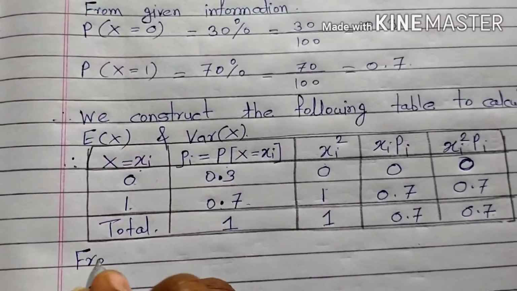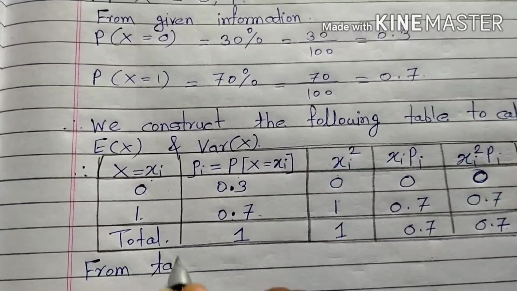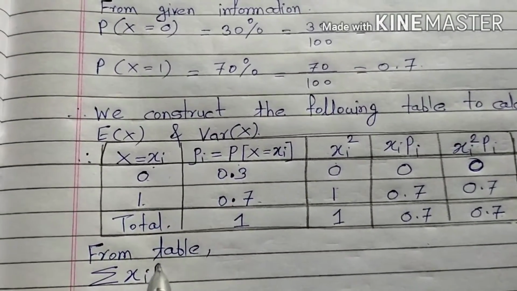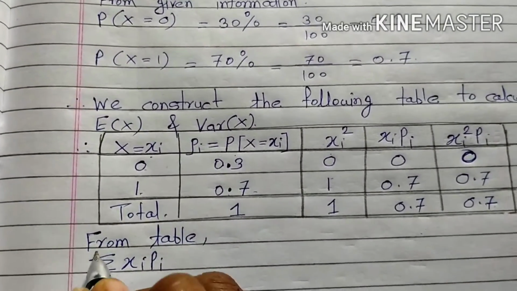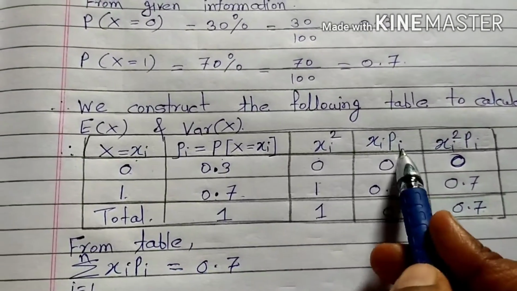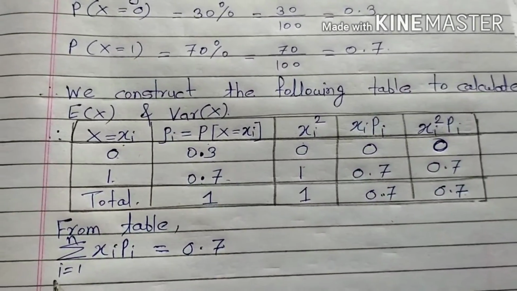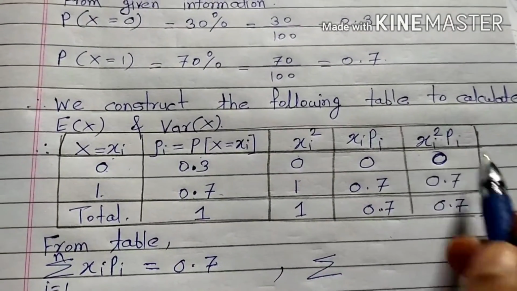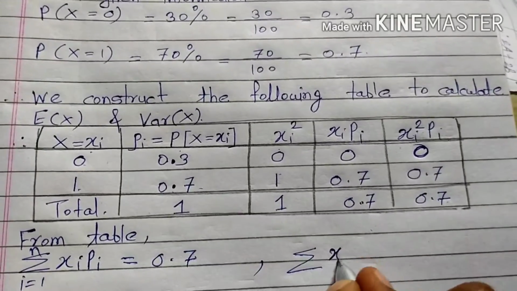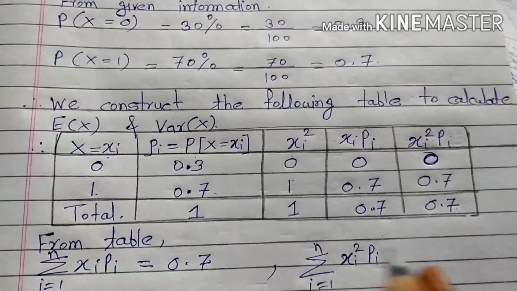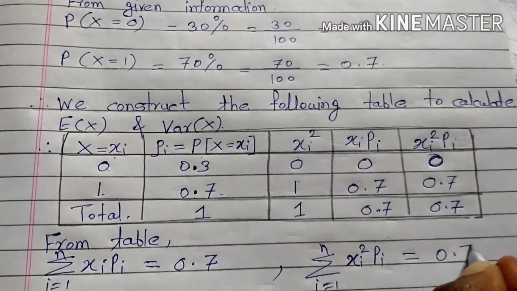So from the table, summation of xi pi, where i runs from 1 to n, is equal to 0.7. You can observe this summation means total, means addition. This is also summation. Here also xi square pi is 0.7. So summation of xi square pi, where i runs from 1 to n, is also equal to 0.7.